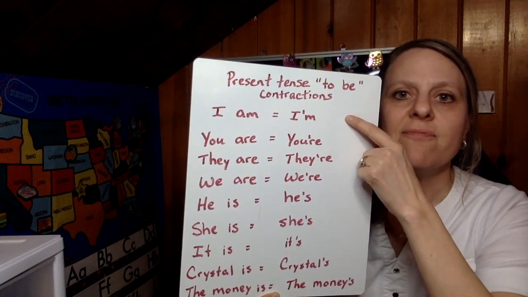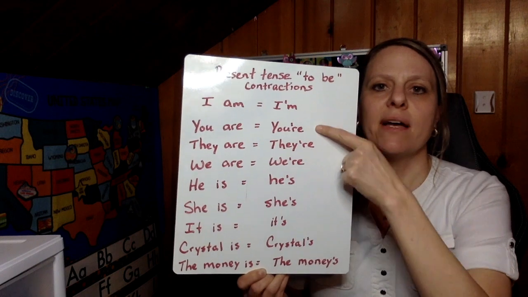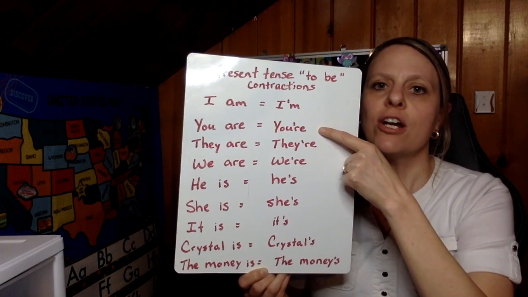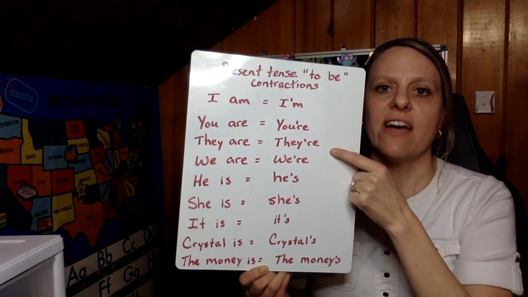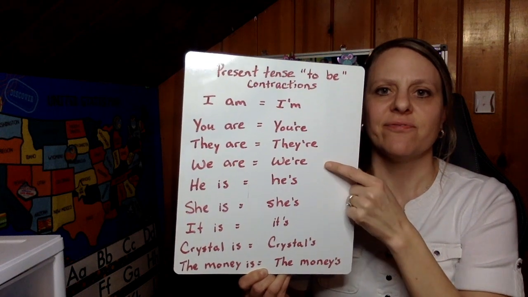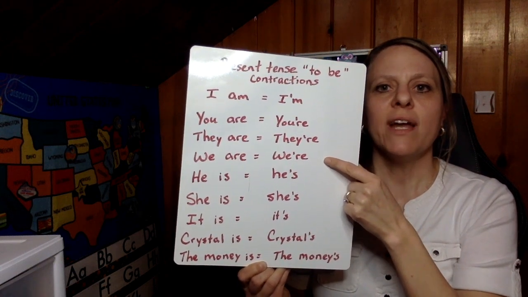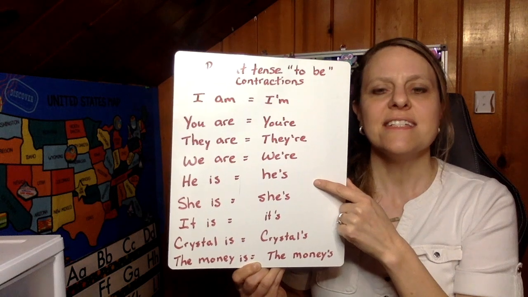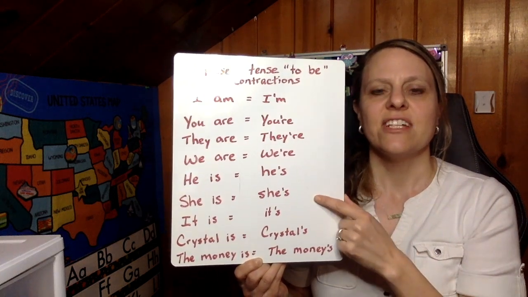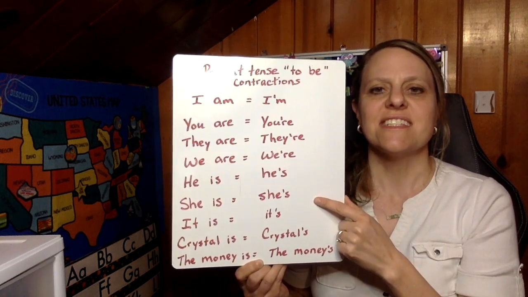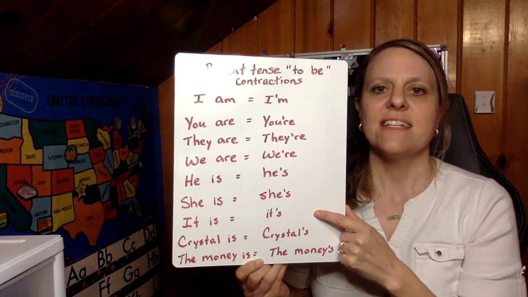So number 1, I am, I'm. You are, you're. They are, they're. We are, we're. He is, he's. She is, she's. It is, it's.